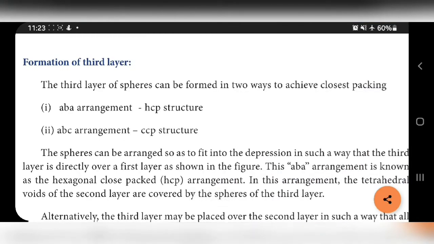Next one, formation of the third layer. The third layer of spheres can be formed in 2 ways to achieve closest packing. First one is ABAB arrangement, another one is ABC arrangement. ABAB arrangement means HCP structure, ABC arrangement means CCP structure.